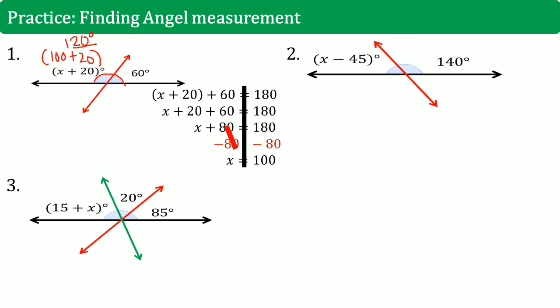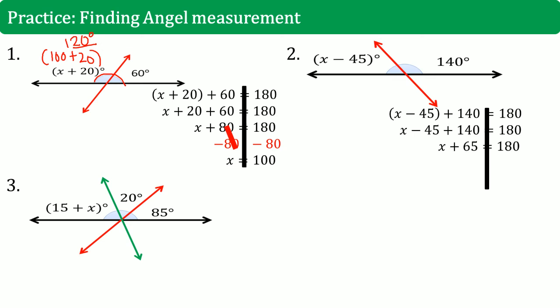Number 2, let's set up the equation. X minus 45 is the first angle, plus 40 is the second angle. That equals 180 degrees. Draw the line straight down to separate the left from the right hand side. The parentheses goes away because the 1 in front leaves it the same. Negative 45 plus 140, that becomes 65.